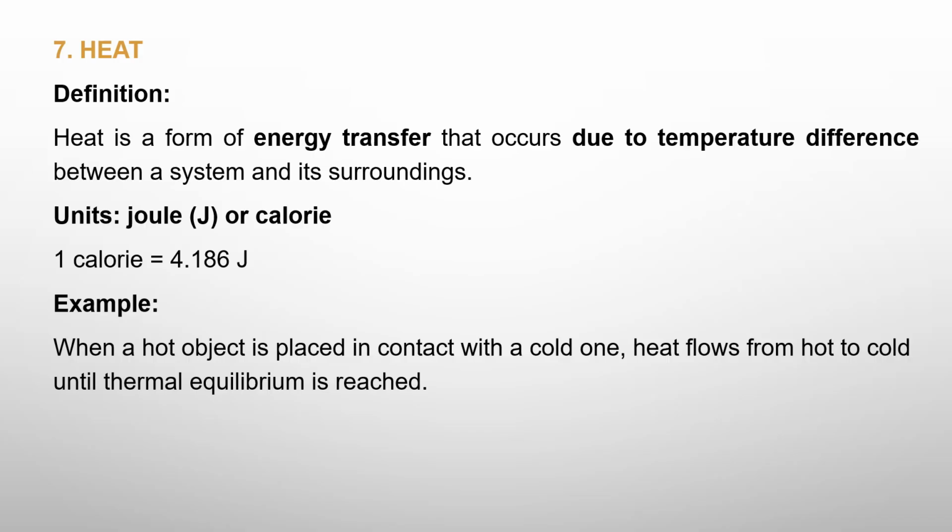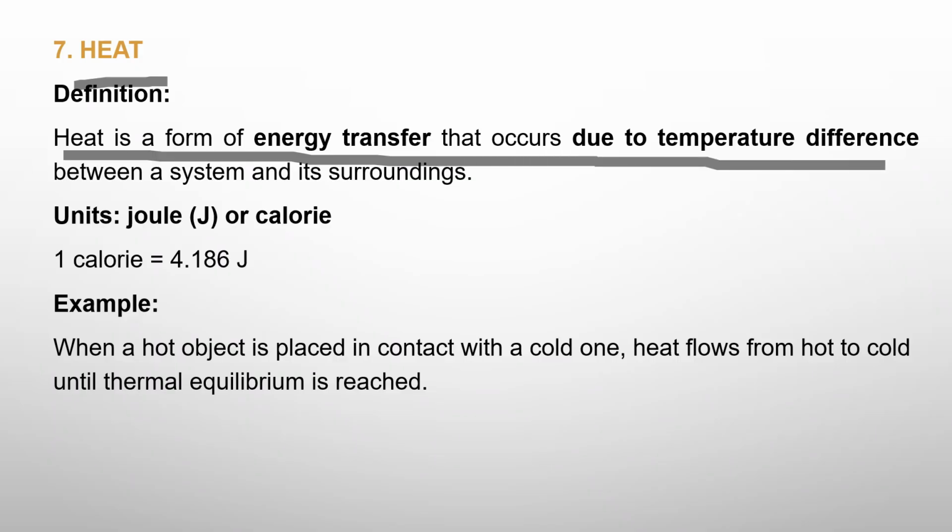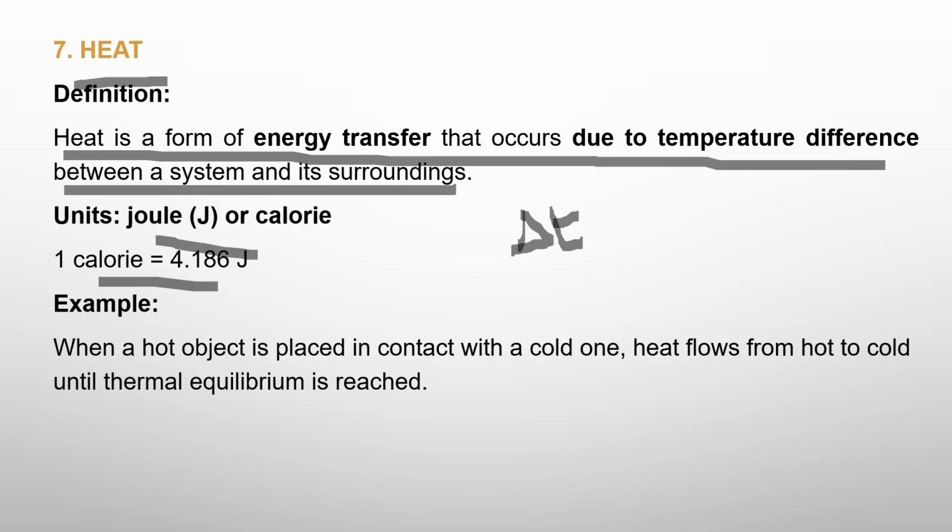Next concept is the concept of heat. It is related to heat transfer. Heat is a form of energy transfer that occurs due to temperature difference between the system and surrounding. This temperature difference, delta T, is a driving potential for heat transfer. The unit is joule or calorie.